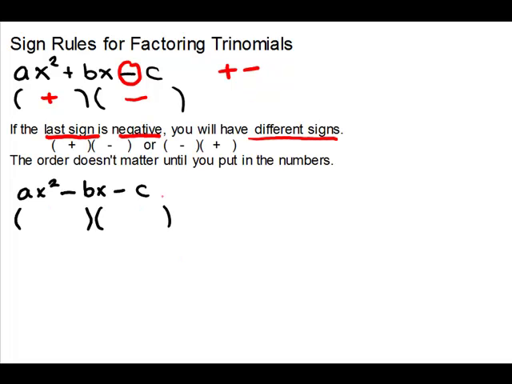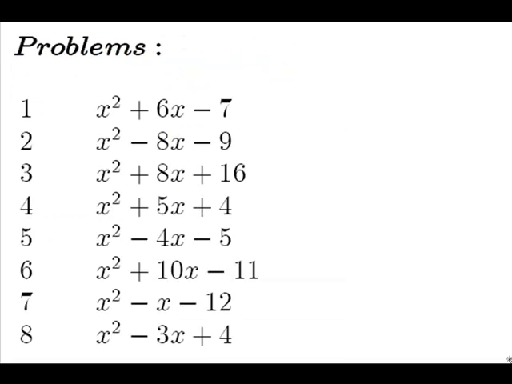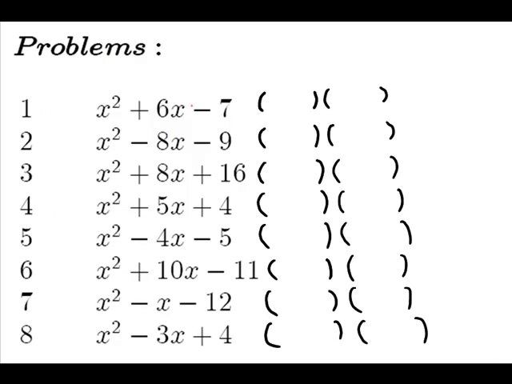For this trinomial, we will look at the last sign. Since the last sign is negative, we know that we will have one of each, a plus and a minus, and we can just put them in. The order doesn't matter until we fill in the numbers. We don't have to look back. Let's practice finding the signs for these trinomials.